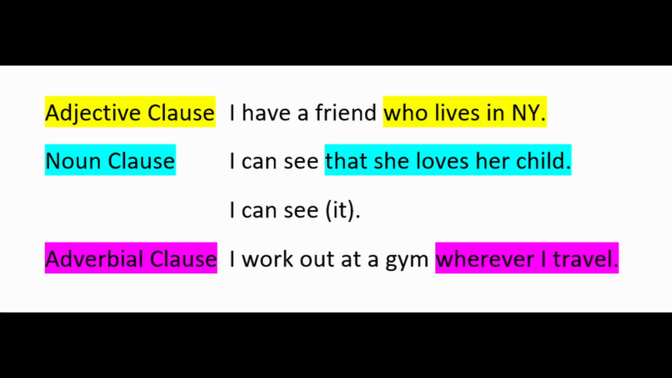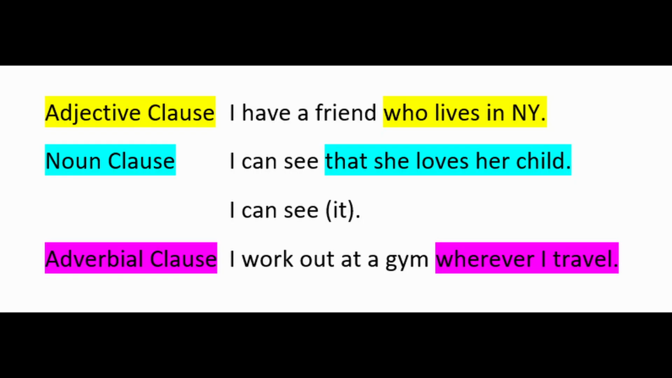There's also adverbial clauses. Adverbs describe verbs, okay? I work out at a gym. Work out, exercise. I work out at a gym wherever I travel. Do you notice wherever I travel is describing my workout, you see? So it's descriptive, but it's not descriptive of a noun. It's descriptive of a verb. So we call it an adverb. That's an adverbial clause. So today, let's just focus on the ones in yellow, the adjective clause. That should be enough to keep us busy for this video.